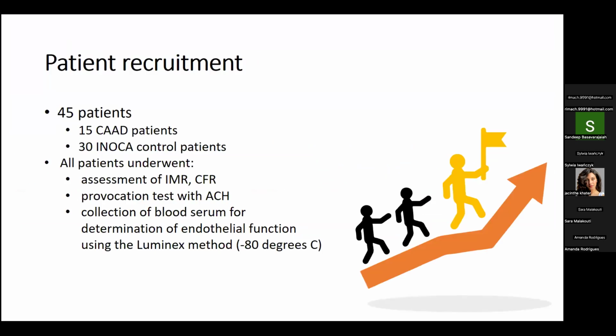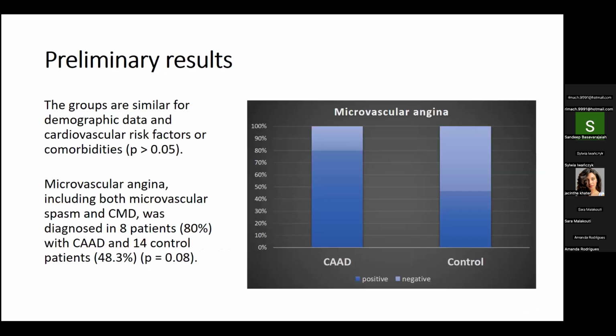Now we have 45 patients generally, 15 patients with coronary aneurysm, and 30 patients with INOCA. It's a control group, and for all patients we did microvascular assessment, provocation test with acetylcholine, and we collected blood for determination of endothelial function using special methods.